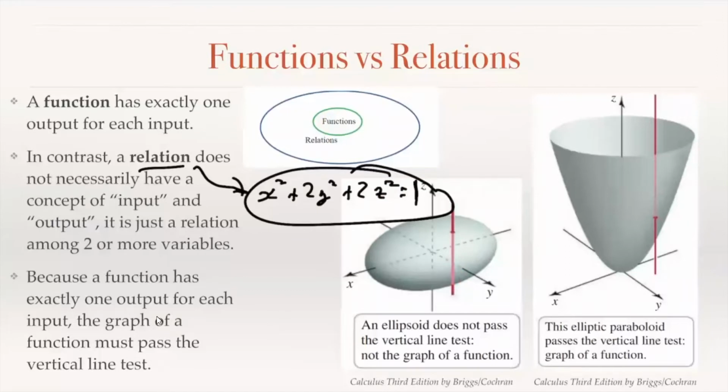Because a function has exactly one output for each input, the graph of the function must pass the vertical line test. So, for example, this elliptic paraboloid is a function. Each input x comma y has exactly one output.